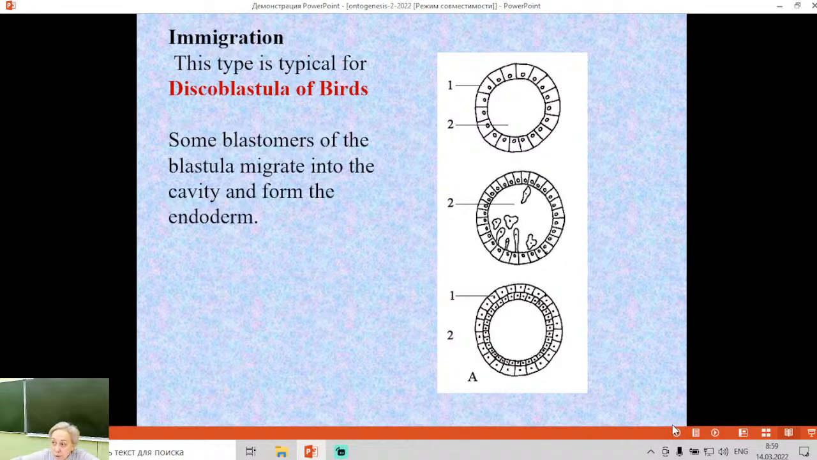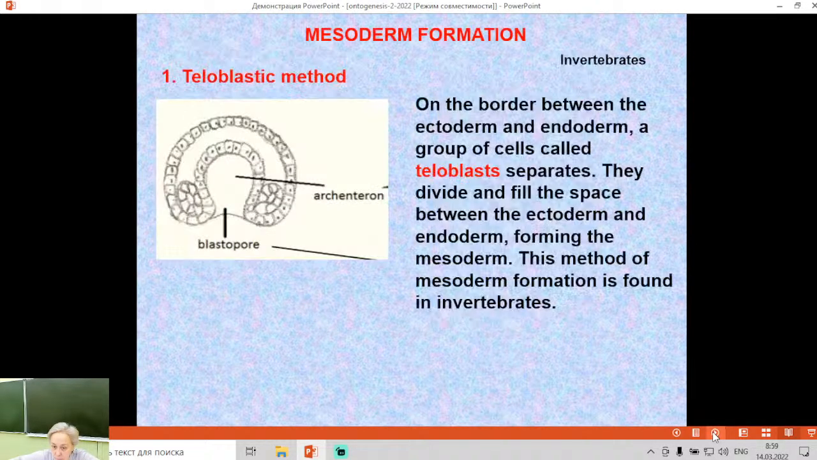So you must remember four types of early gastrulation: invagination, epiboly, delamination, and immigration. And the last stage of gastrulation, formation of mesoderm.